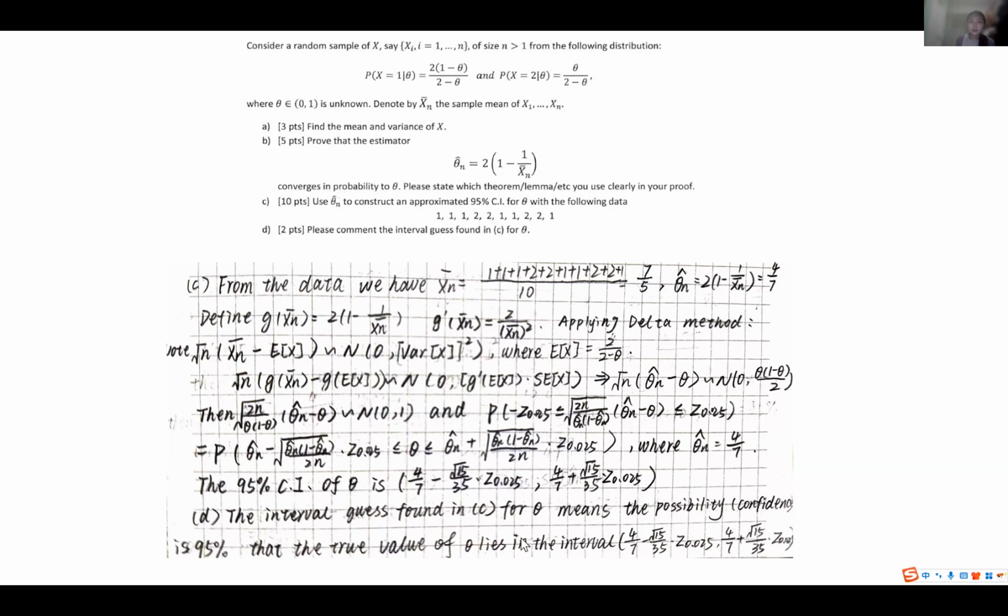And for D, how do we explain the interval we found in C for theta? I think the interval we found in C for theta means that the probability, which we also call confidence, is 95% that the true value of theta lies in the interval we got from C. So these are all the solutions of these 3 problems. Okay, so goodbye.